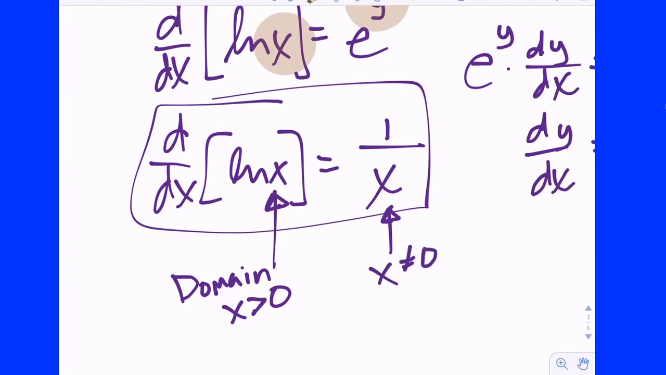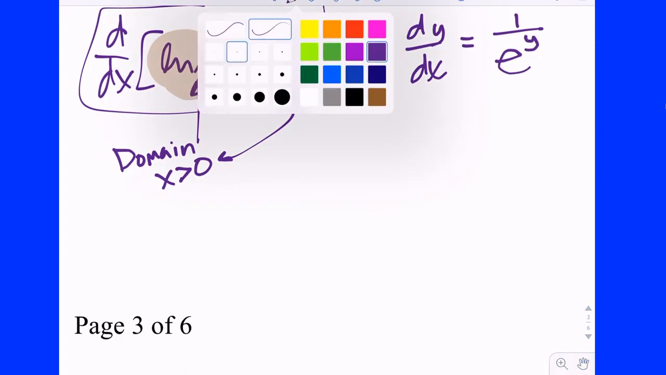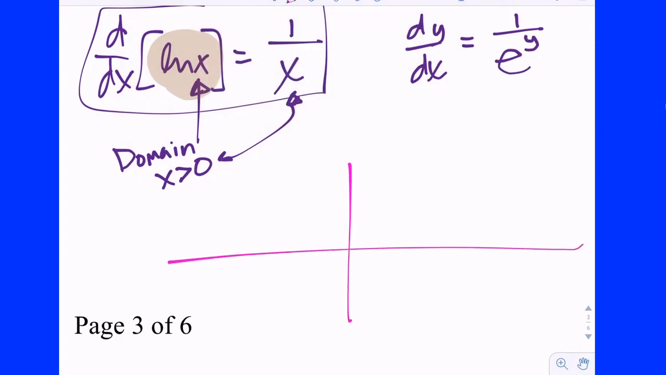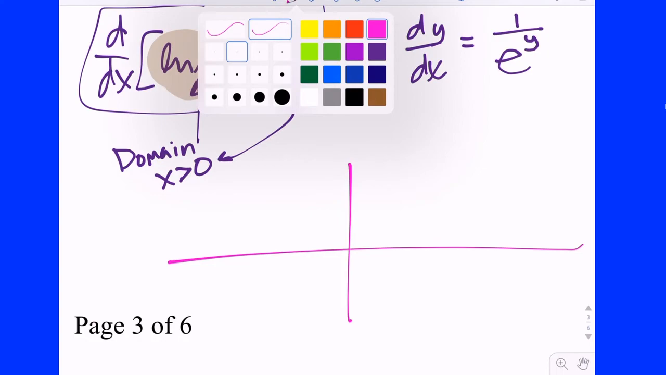Now, here's the thing. When you're starting with the natural log of x, you have to use its domain, even when you take the derivative. So the derivative of the natural log of x will be 1 over x, but we're going to limit ourselves to positive values. Values of, again, that actually work. Here's why. You don't want to be talking about the slopes of a function where they don't even exist.